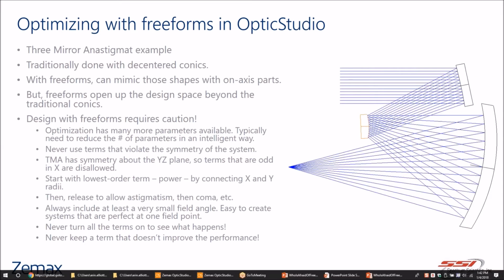With freeforms, you don't really need to worry about the decenters, especially with the polynomial surfaces. You can just recreate those off-axis conics as on-axis parts. But that kind of doesn't give you the full power of freeforms, because if you're looking at a TMA design with a freeform, you open up the design space beyond what you can explore just limiting yourself to off-axis conics. So the freeforms can result in completely new design forms that you haven't considered before.